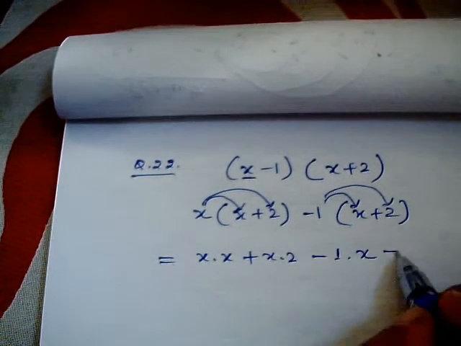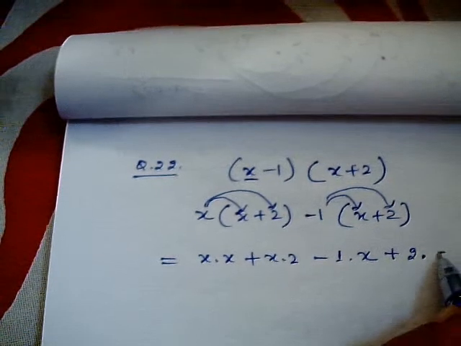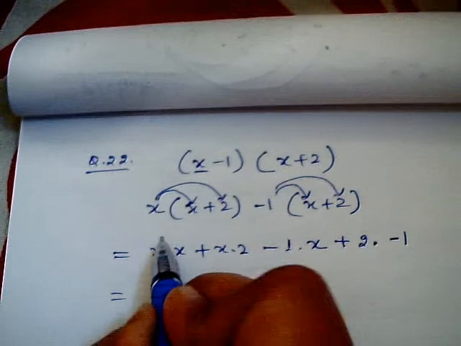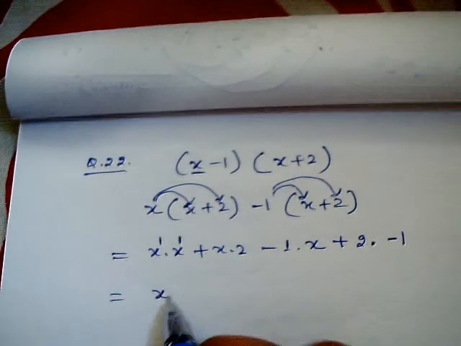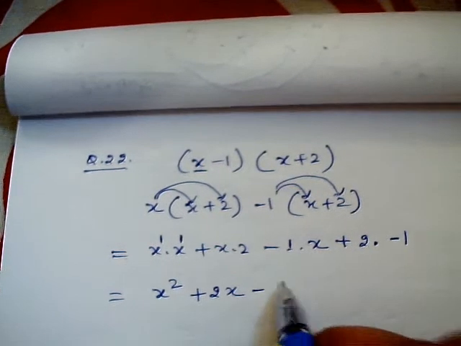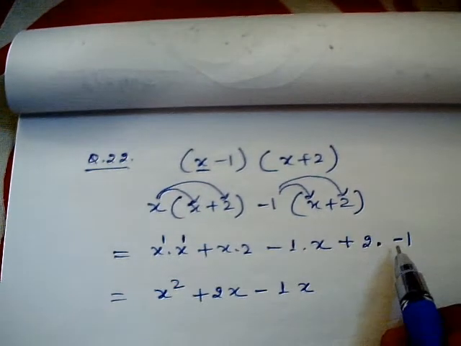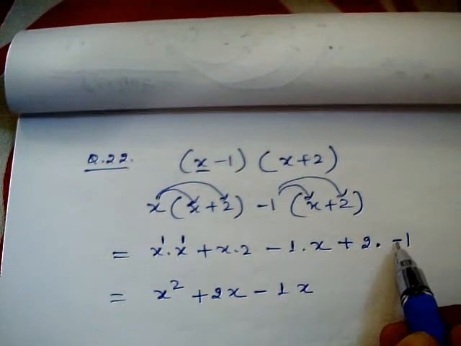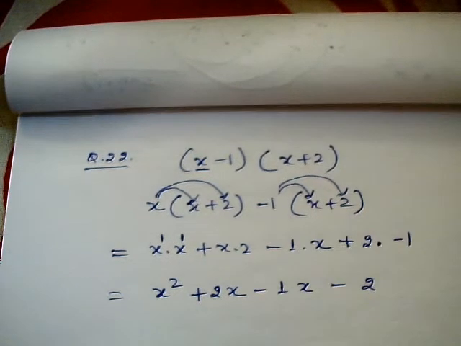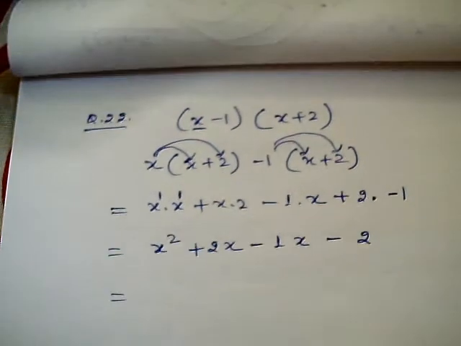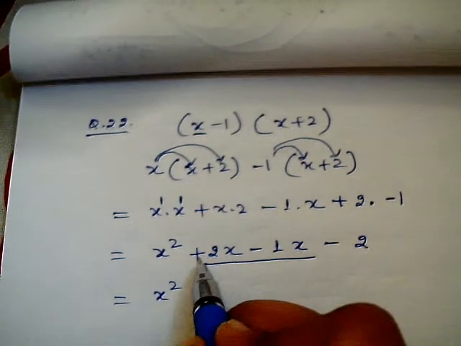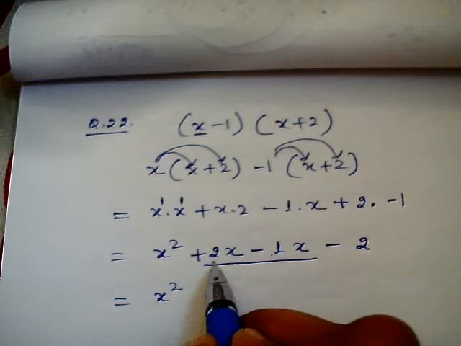Okay, x times x means power 1 plus 1, so x to the power 2. Now here 2 times x means 2x, here -1 times x means -1x. Here +2 is getting multiplied with negative, so positive times negative is negative, so that's going to be -2. When you simplify this, this is a like term: here the number is +2, here the number is -1, so 2 minus 1 is going to be 1, and the variable is going to be the same, and -2. So this is how we have come to the end.